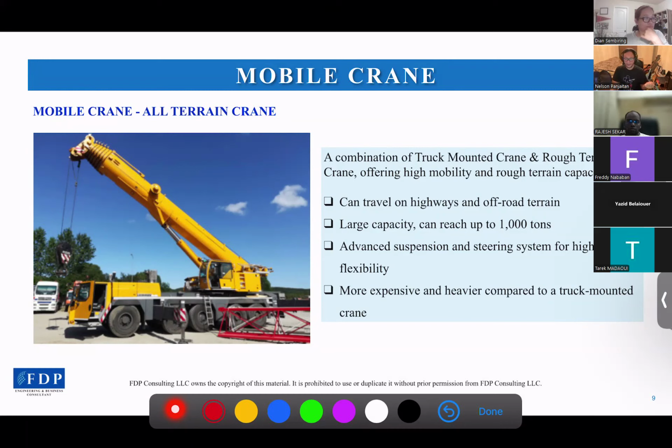This crane now offers a large capacity also. Some of them can reach up to 1,000 tons. Advanced suspension and steering systems for high flexibility are also its advantage. But price could be the problem as it's more expensive than the rough terrain crane.